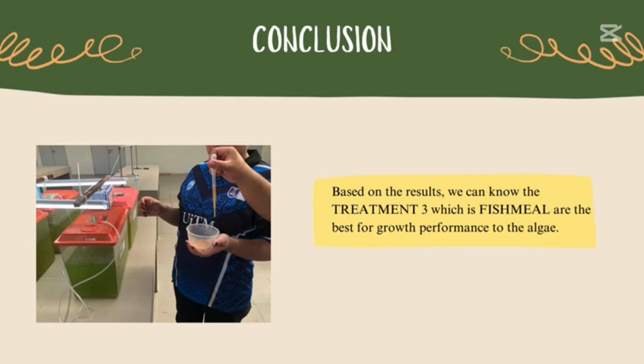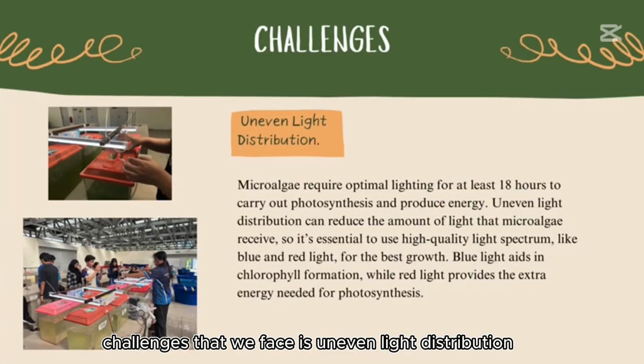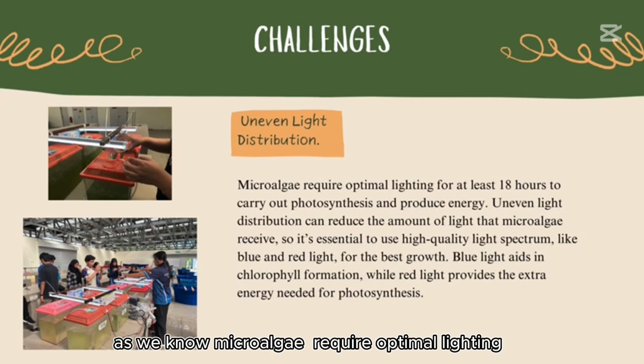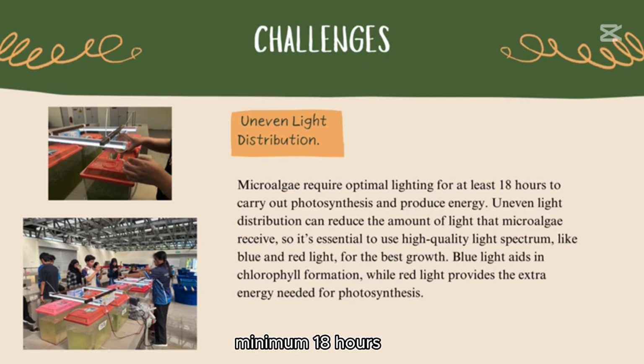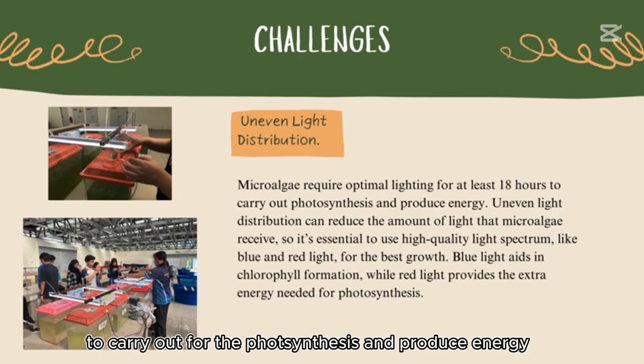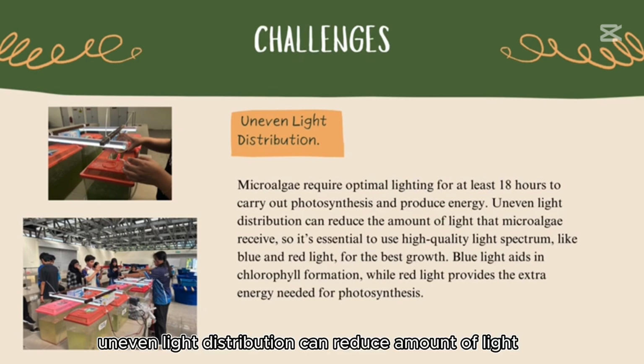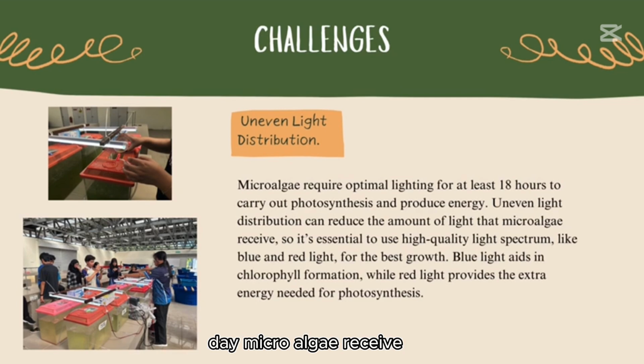Challenges that we face include uneven light distribution. As we know, microalgae require optimal lighting, a minimum of 18 hours, to carry out photosynthesis and produce energy. Uneven light distribution can reduce the amount of light that microalgae receive. It is better to use light spectrum like blue and red light. Blue light brings chlorophyll formation while red light produces the extra energy needed for photosynthesis.